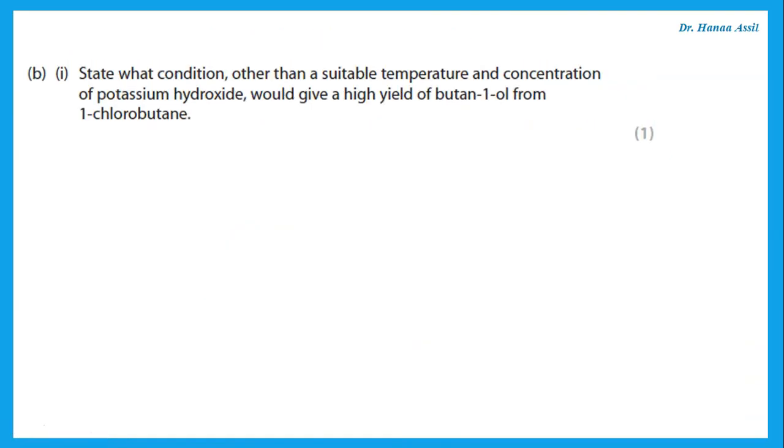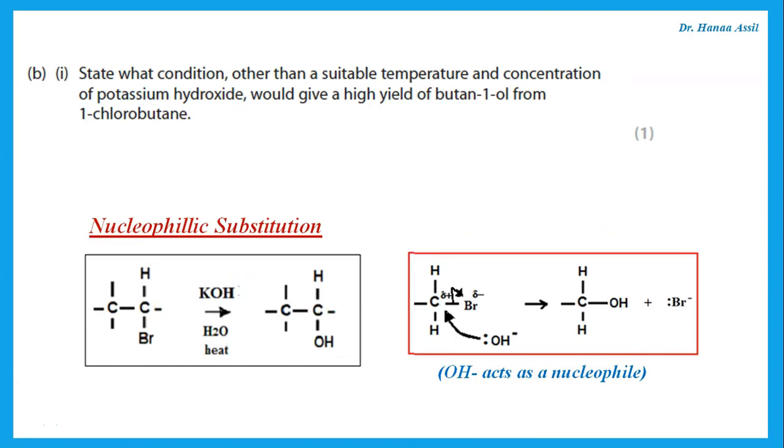Then the next question says, state what condition other than suitable temperature and concentration of potassium hydroxide would give a yield of alcohol. When does a halogenoalkane produce an alcohol? We need to react it with potassium hydroxide in presence of water, in an aqueous solution of potassium hydroxide. So if it is ethanol, it gives an alkene. If it is aqueous, it gives the alcohol.